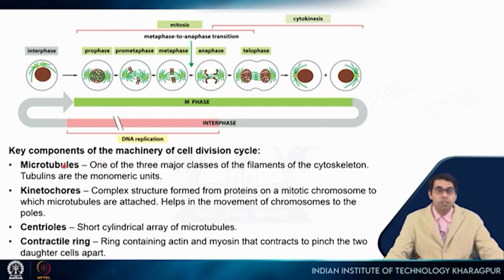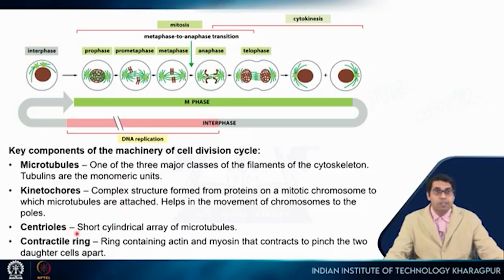The first one is microtubule. We have already seen microtubule, which is a polymer of proteins, right. We have seen that tubulins are the monomers of microtubules. A tubulin dimer forms this hollow tube of microtubules, which is a part of a cytoskeleton. The next one is kinetochores. These are complex structures formed from proteins on a mitotic chromosome, to which microtubules are attached. So, these microtubules get attached to these kinetochores, and they help in the movement of the chromosome to the two poles, like so. You can see that chromosome movement is shown here, right.